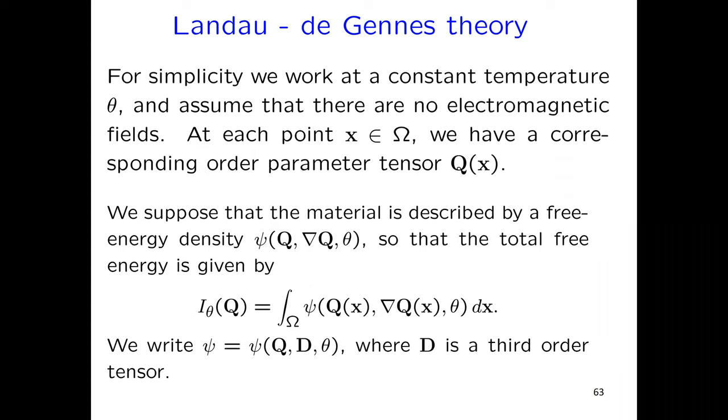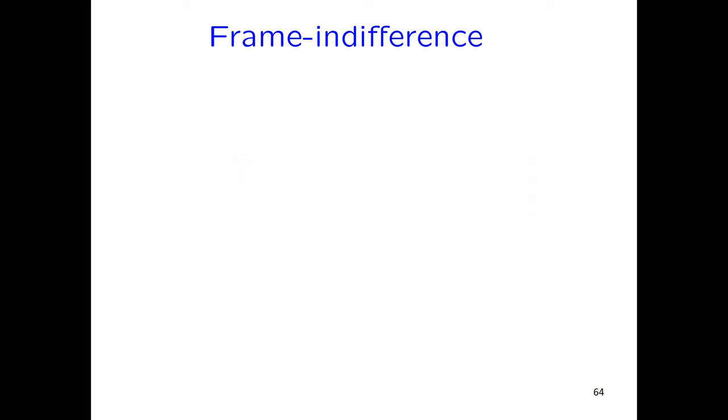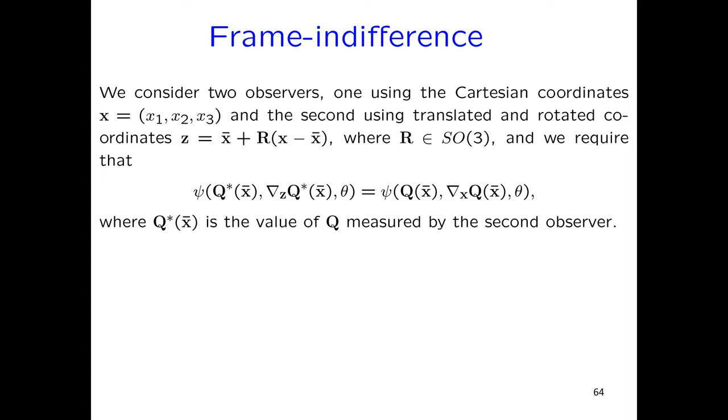satisfy? So the first is frame indifference. We're going to consider two observers, one using the Cartesian coordinates x1, x2, and x3, and the second using translated and rotated coordinates, z = x̃ + R(x − x̃), where R is a rotation. And we're going to require that the ψ that is seen by the two observers is the same.